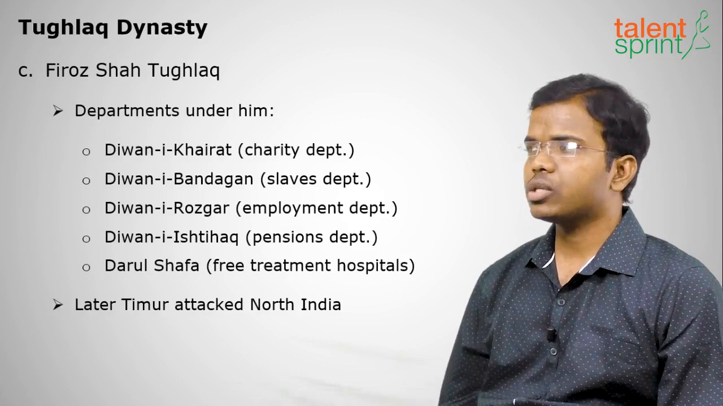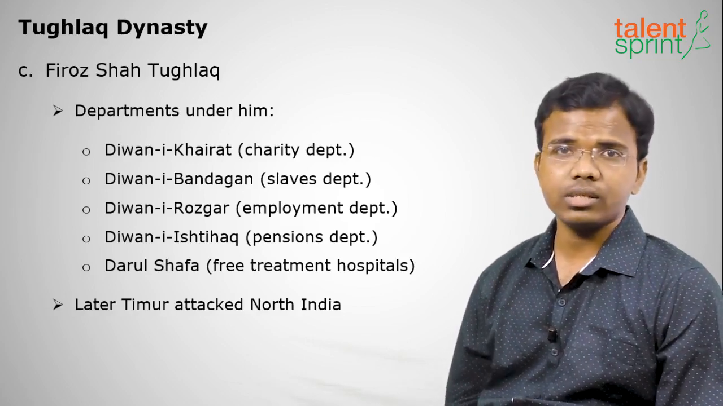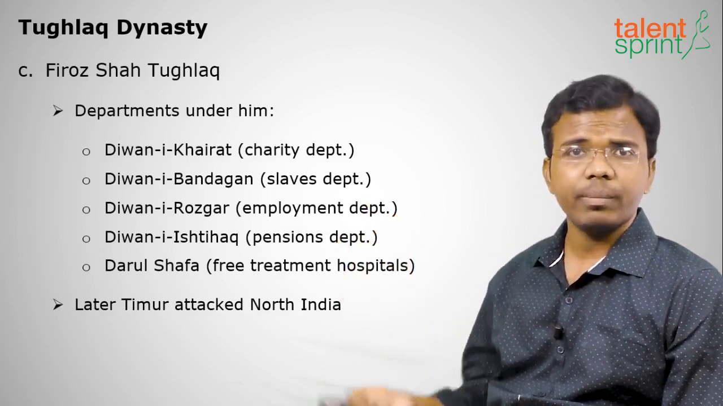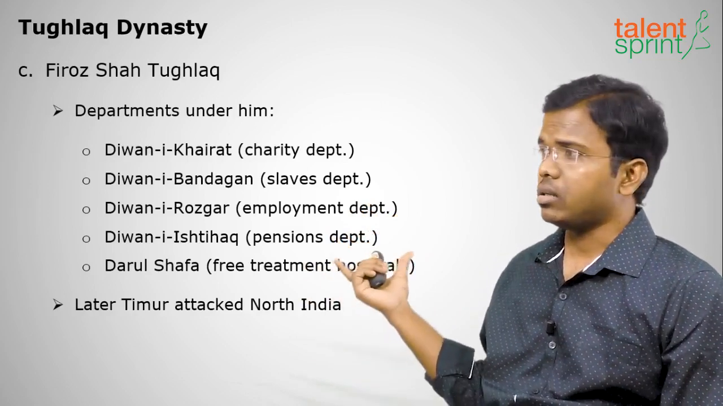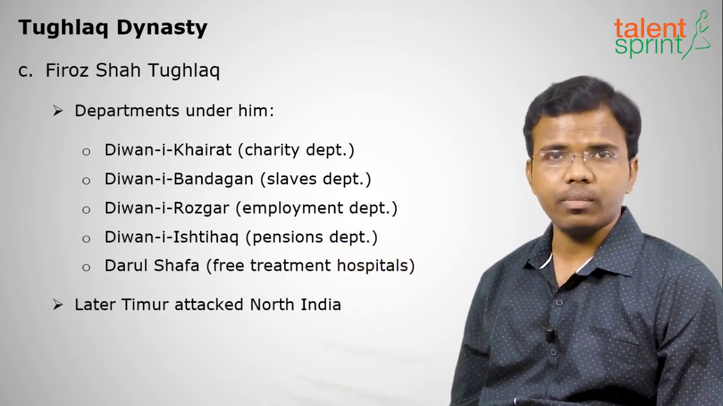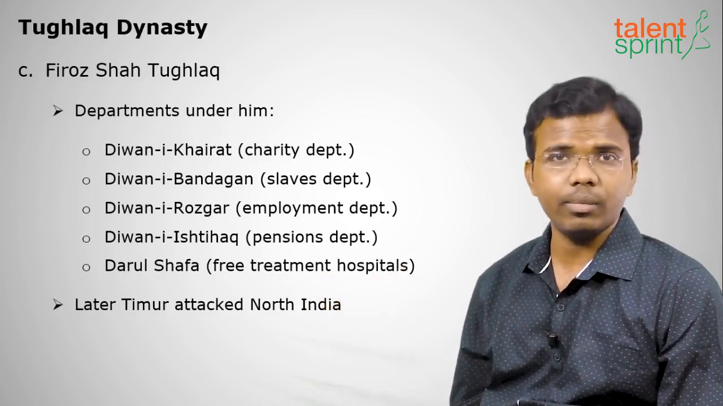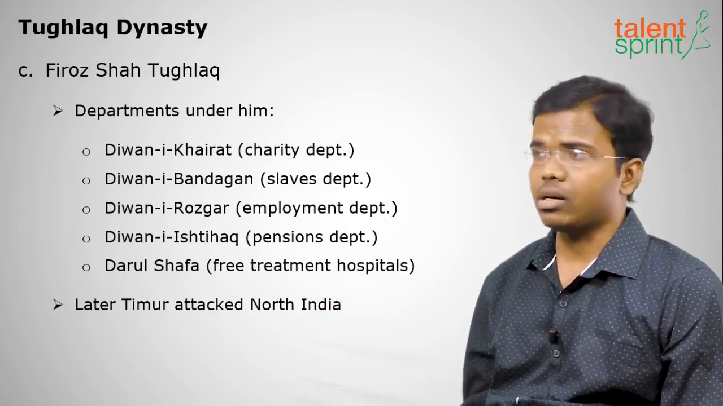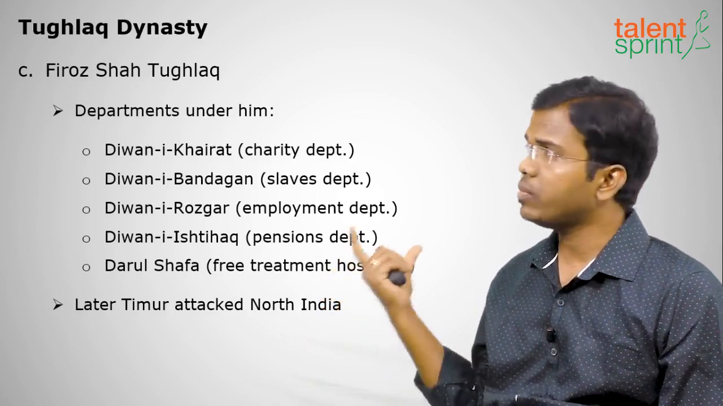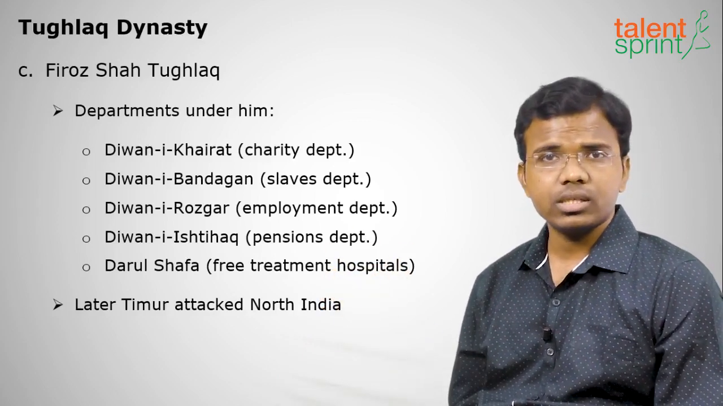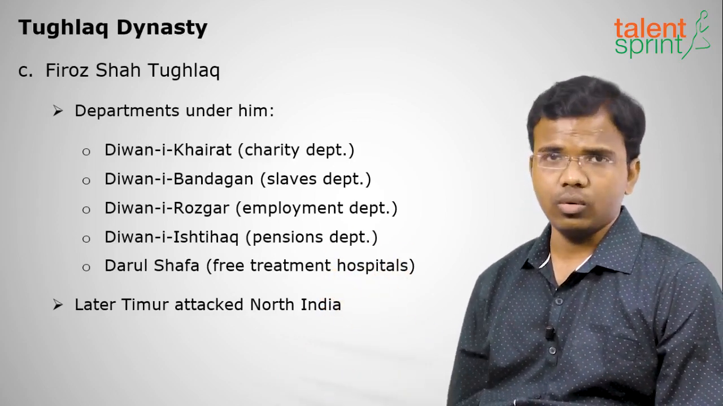Okay, and Firoz Shah Tughlaq developed some departments. The first is Diwani Bandagan, Department of Slaves, Diwani Rozgar, Employment Department, Diwani Ishtihak, Pensions Department, Diwani Khairat, Charity Department, Darul Shafa, Free Treatment Hospital. These were some of the things which were established by Firoz Shah Tughlaq.